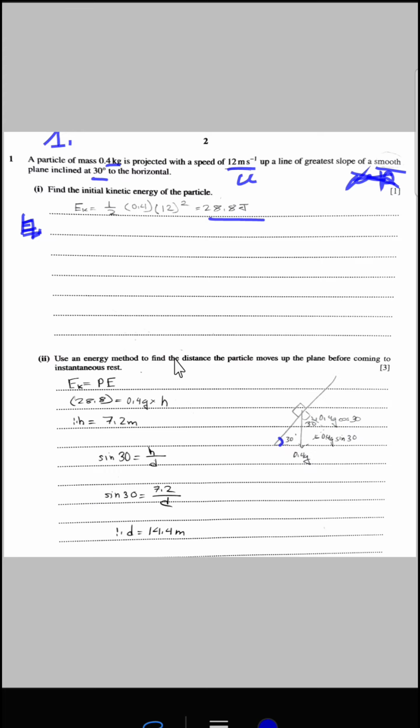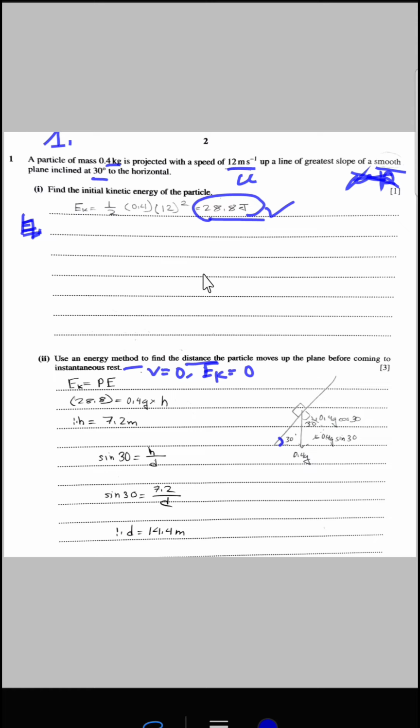Use the energy method to find the distance the particle moves up the plane before coming to instantaneous rest. Instantaneous rest means velocity is 0. We need to find the distance when velocity becomes 0. We know the initial kinetic energy, and since the final velocity is 0, the final kinetic energy would also be 0. So the change in kinetic energy would be 28.8 joules.